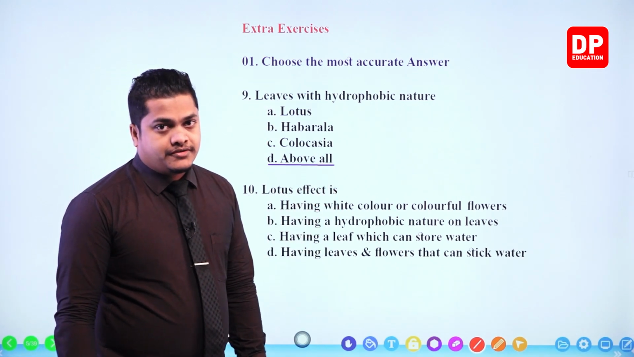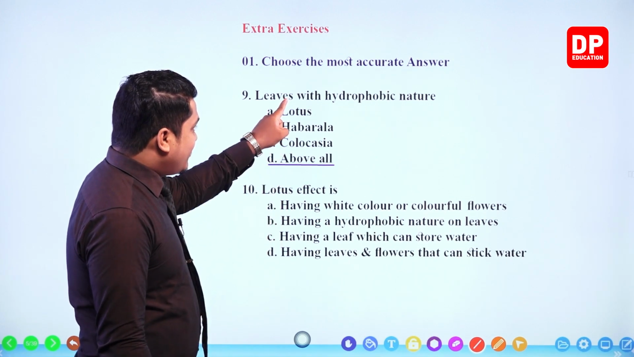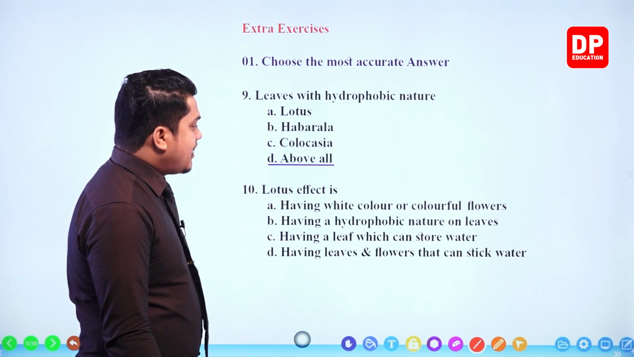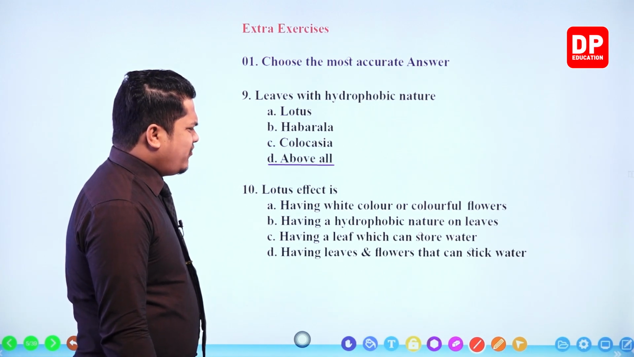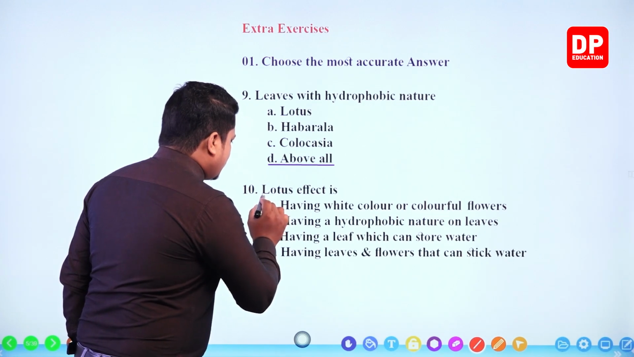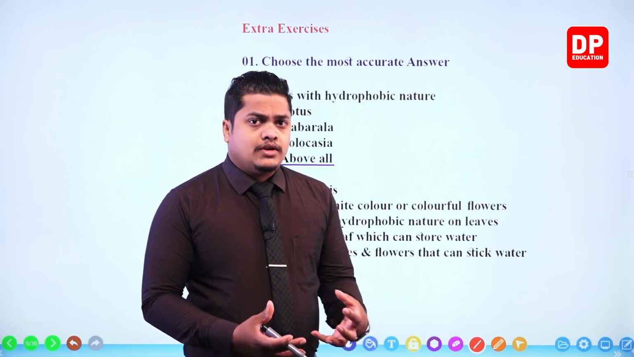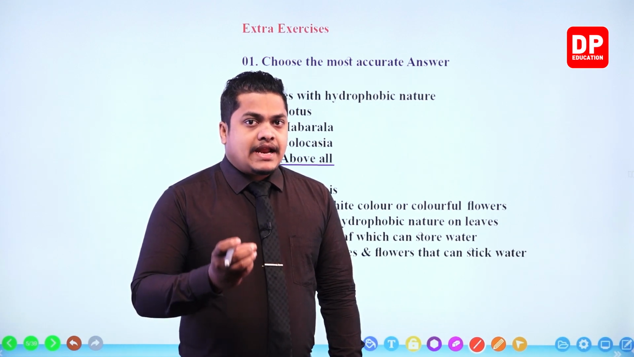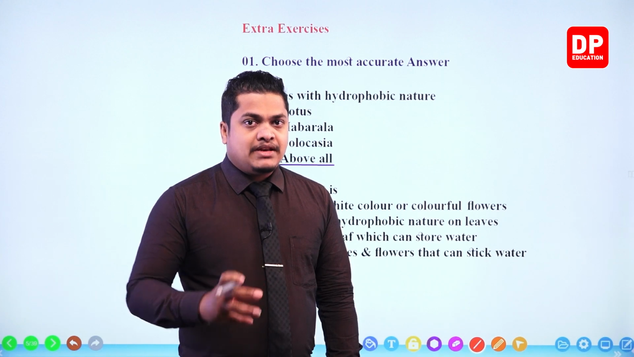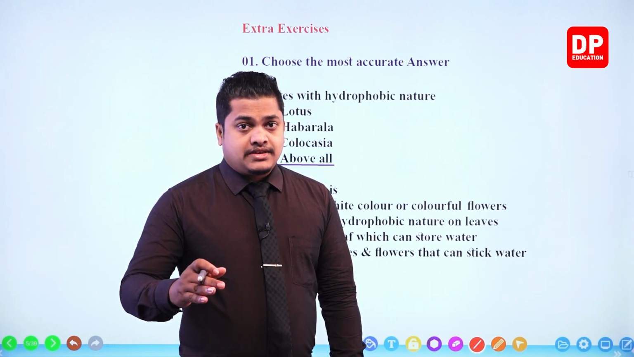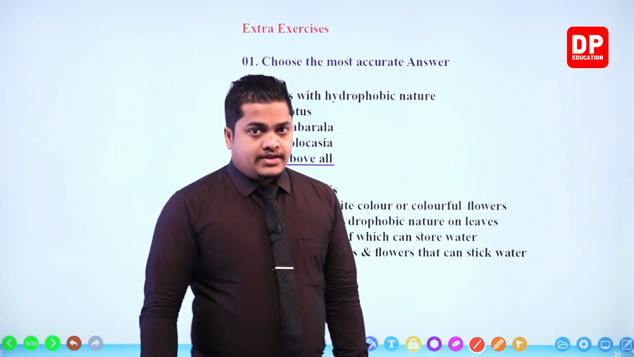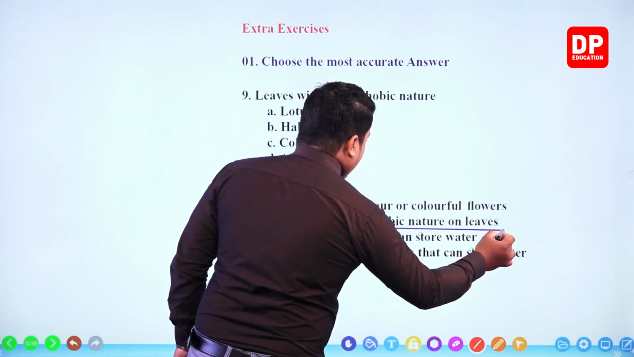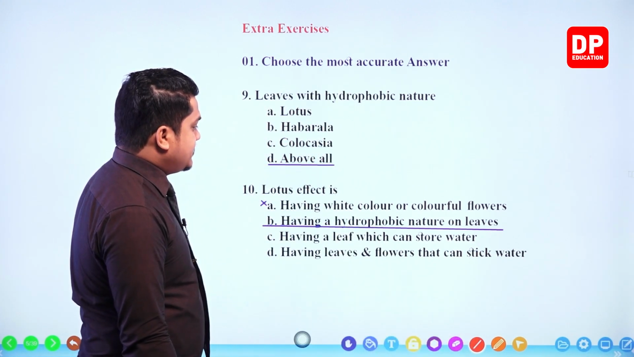Next one, lotus effect is once again referring to that thing, right? The previous question, it's a hydrophobic nature. Let's see. Having white color or colorful flowers. No, it's not referring to flowers or any other thing, right? So lotus effect means, my dear children, actually that is the hydrophobic nature of certain surfaces. Water does not stick on a certain surface because of tiny nanoscale particles. Those nanoscale particles have the ability to repel water molecules and turn them away from the surface. Right? So the next one given, having a hydrophobic nature on leaves. This is the answer. This is our answer, the lotus effect.